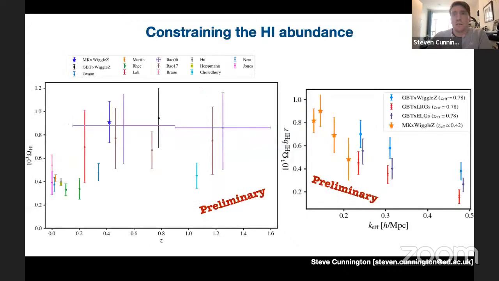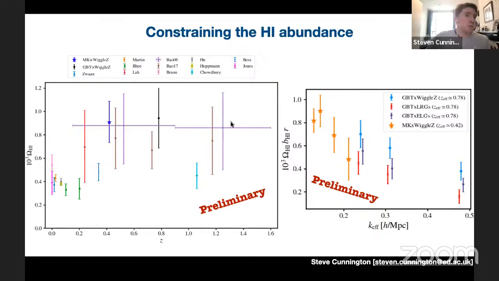So I won't spend long on this because I'm short of time. So this is my last slide. And what this is showing is, even though this is just a small amount of pilot survey data, only 10 hours of data, we can still do some fairly good science with it and get some parameter constraints on it. So Alcestis talked about this in her review talk.